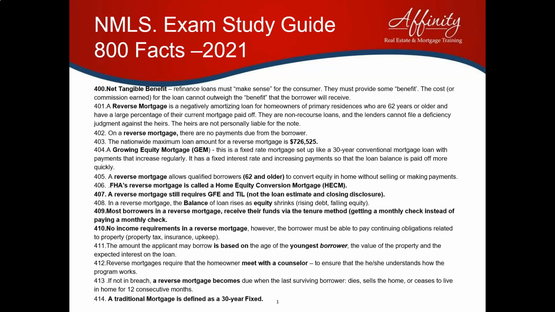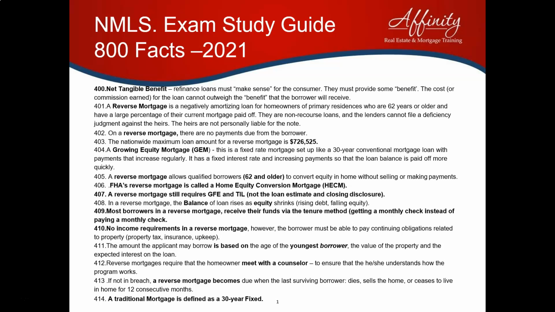A reverse mortgage allows a qualified borrower 62 and older to convert equity in the home without selling or making payments. FHA's reverse mortgage is called a home equity conversion mortgage or a HECM. A reverse mortgage still requires the DFE and TIL, not the loan estimate and closing disclosure. On a reverse mortgage, the balance of the loan rises as equity shrinks.